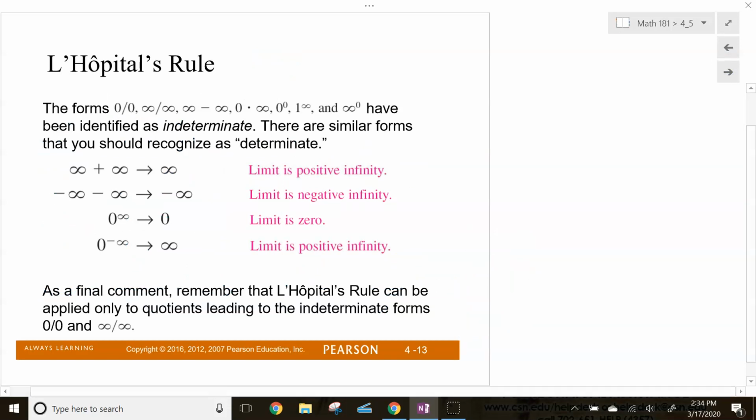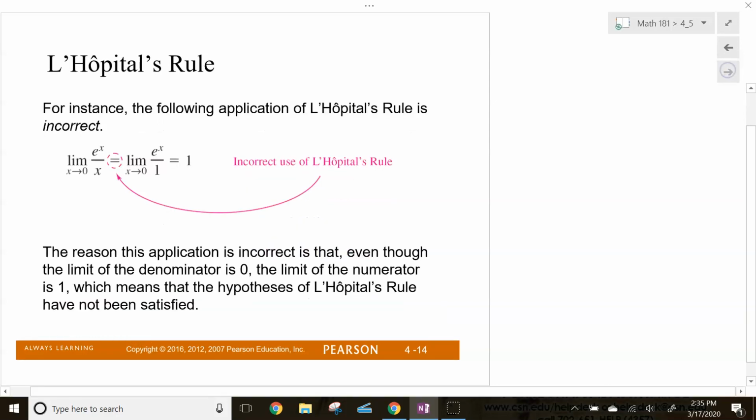Now, these forms have been identified as indeterminate. There are similar forms you should recognize as determinate. Remember, L'Hopital's can be applied when we've got 0 over 0 or plus or minus infinity over plus or minus infinity. So let's look at this one here. If we throw in 0, we got e to the 0 over 0. But remember, e to the 0 is 1. So this is 1 over 0. So we cannot apply L'Hopital's rule. So again, make sure you're watching the conditions on L'Hopital's rule as you're using it in this section.